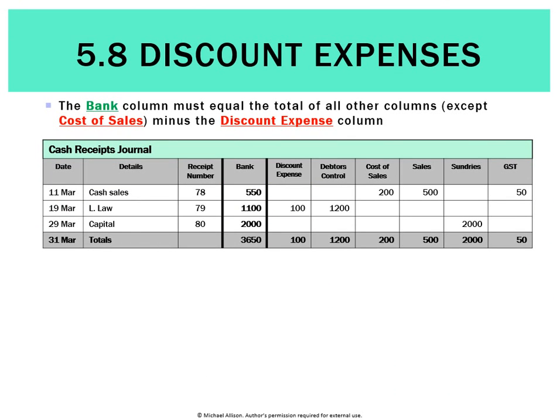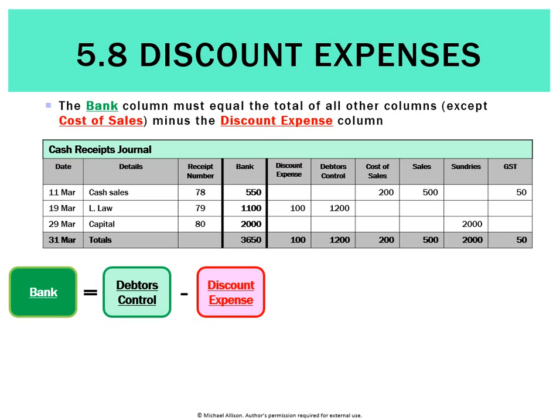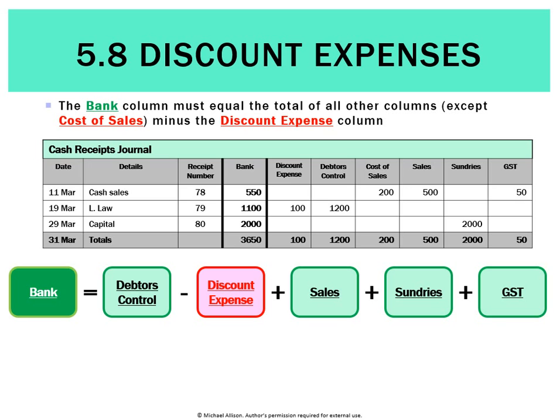We've got a little checking mechanism where the bank column must now equal the debtors column less discount column plus sales plus sundries plus GST. So that's for every individual transaction. You can see we've got a cash sale on March 11th. There's $550 in bank. That's split up over 500 in sales column and 50 in GST.